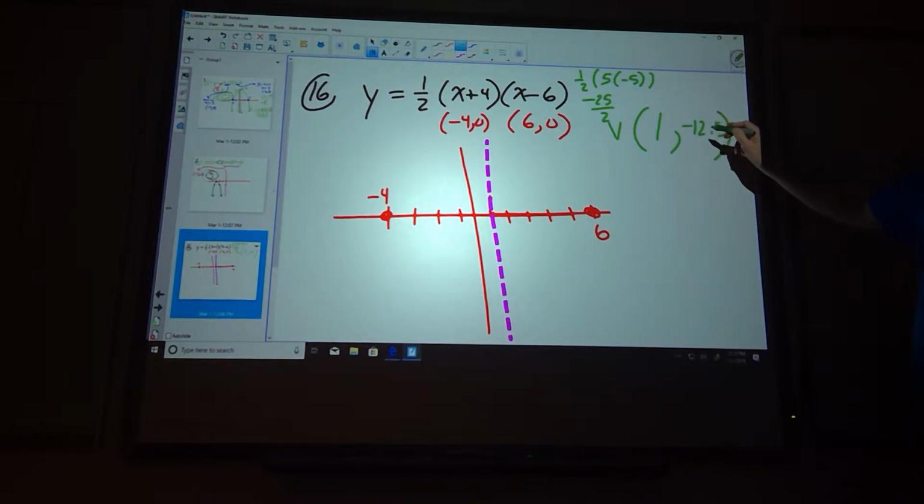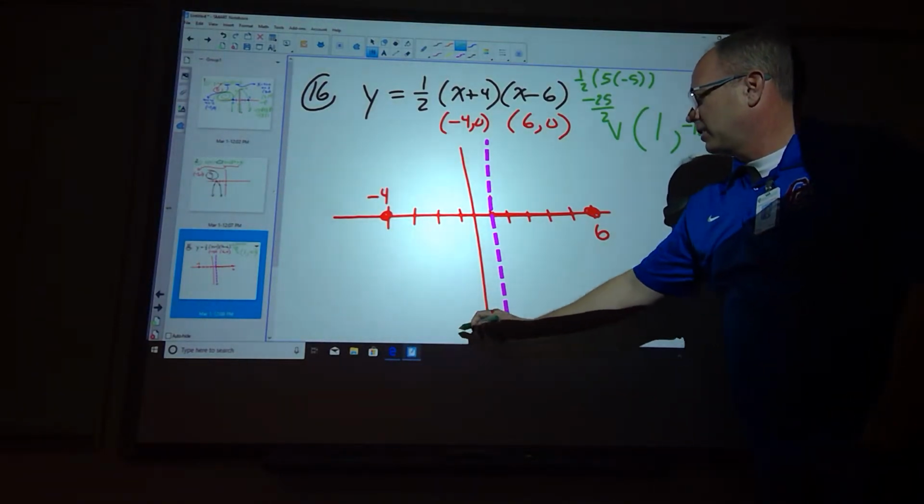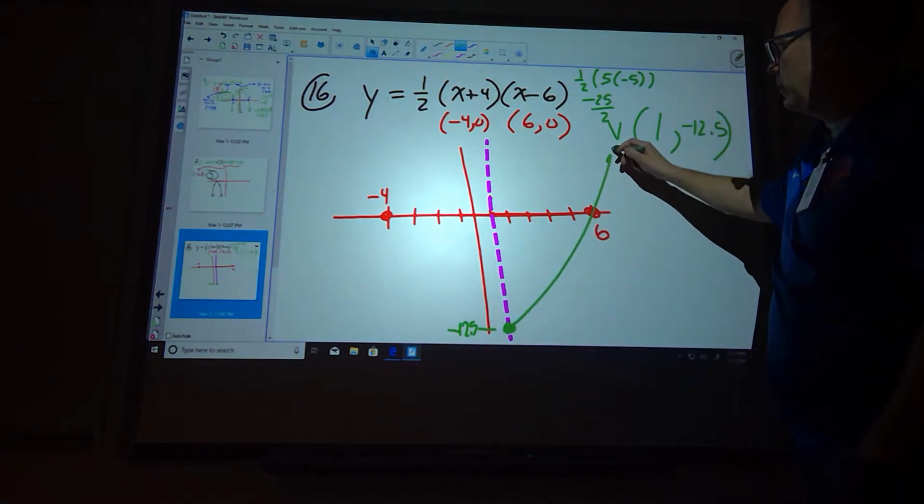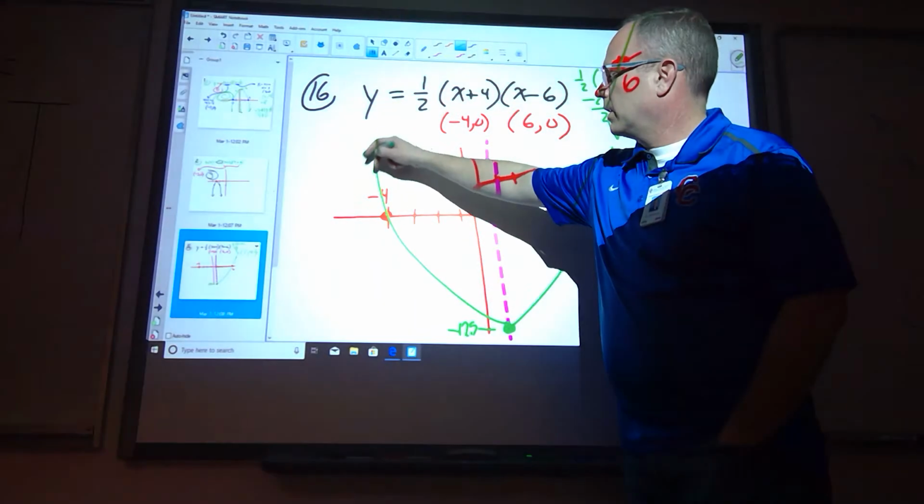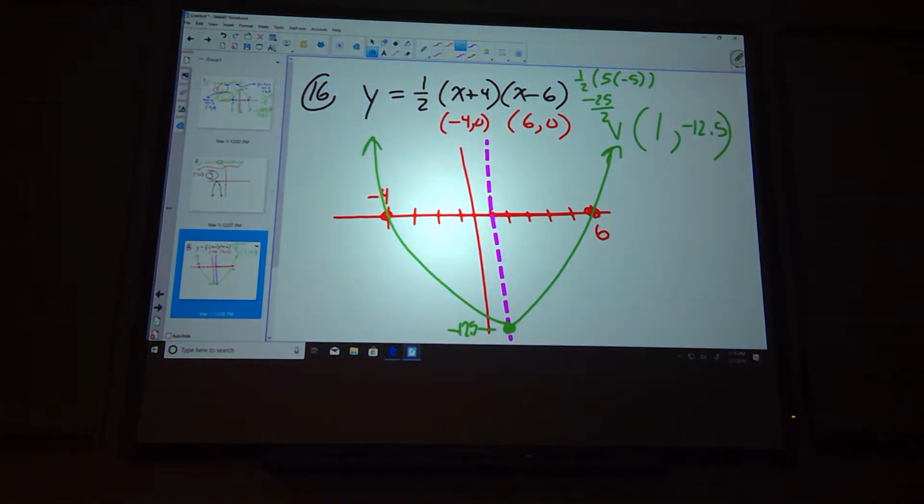Is that okay? And on most graphs, that's actually going to be off. But so that's way down here. Let's say that's negative 12.5. And so there's my parabola. Kind of a fat one because that half actually made it fat. Anything else off that?